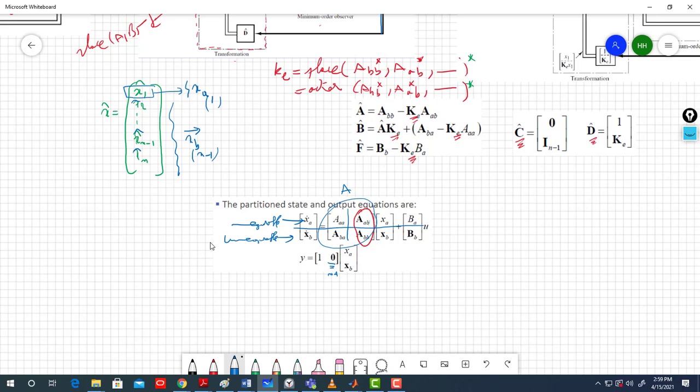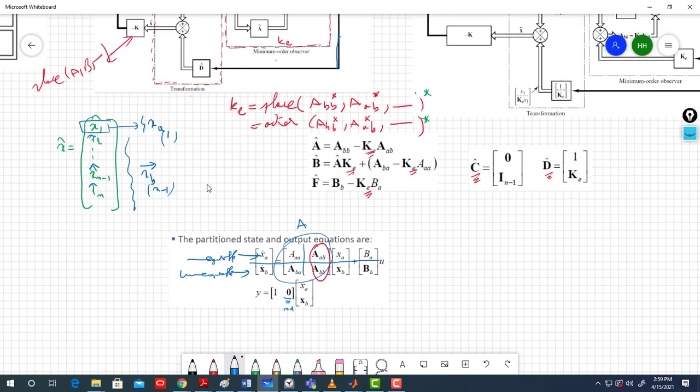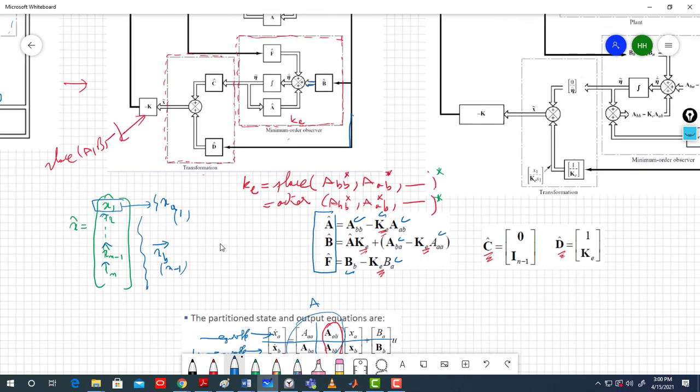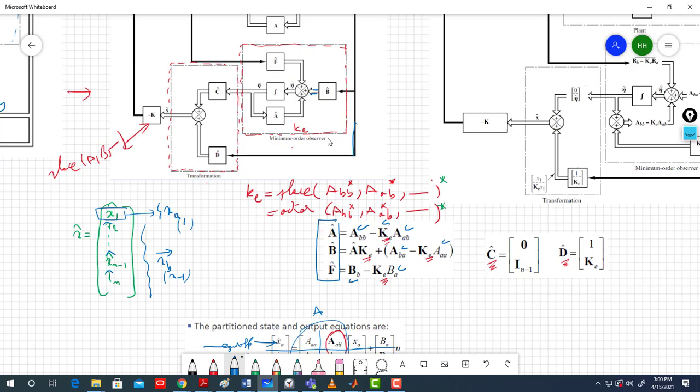Okay, so now you know ABB, AAB, ABA, AAA, BA, BB. So all of them, you know them. And KE, you already found it by knowing ABB, AAB, so you can find KE. So then, what's remaining? Nothing, so you can have A hat, B hat, F hat, and therefore construct this block diagram, which is your minimum order observer.